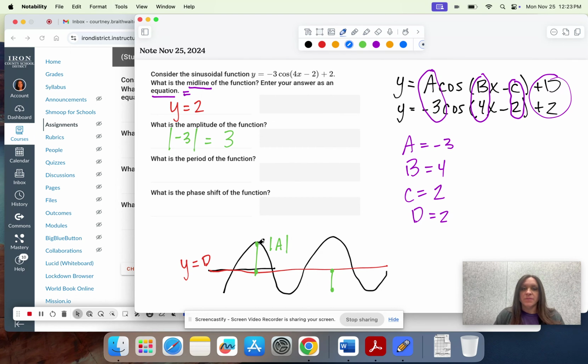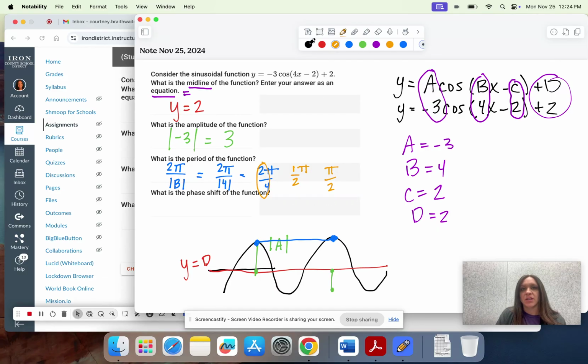All right, the period is the length before it starts repeating. So we usually measure top to top, and then it will repeat itself. It's cyclical. So the period is 2 pi divided by the absolute value of b. So 2 pi over the absolute value of 4. Well, the absolute value of 4 is just +4. And I can reduce this fraction, 2 pi over 4. 2/4 reduced to 1/2. So 1/2 pi, or just pi over 2.